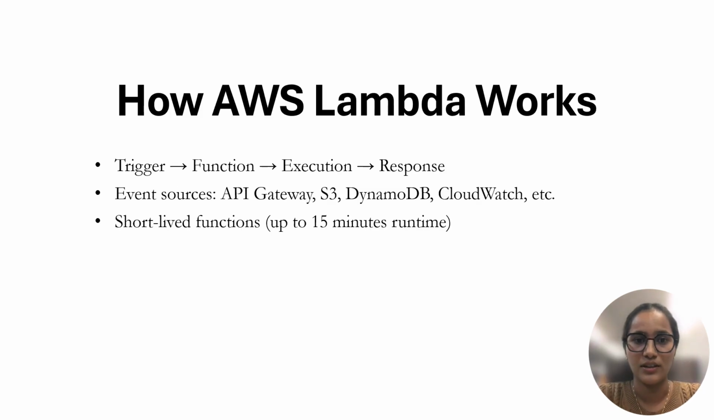Here is how it works at a high level. You write your function, upload it to AWS Lambda, and then connect it to a trigger. For example, an API Gateway request, an S3 upload, or a CloudWatch event. When that event happens, AWS automatically runs your function inside an isolated environment. It executes the code, returns the result, and then shuts down the environment. Each function runs independently and can scale automatically, even to hundreds or thousands of executions per second if needed.